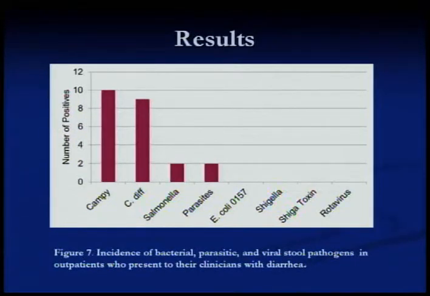Figure 7 shows the incidence of bacterial, parasitic, and viral stool pathogens in outpatients who present to their clinicians with diarrhea. Campylobacter was the most prevalent enteric pathogen identified with 10 positives, followed by C. diff with 9 positives. 2 cases each of salmonella and parasites were identified, and there were 0 cases of E. coli 0157, Shigella, Shiga toxin, and rotavirus.